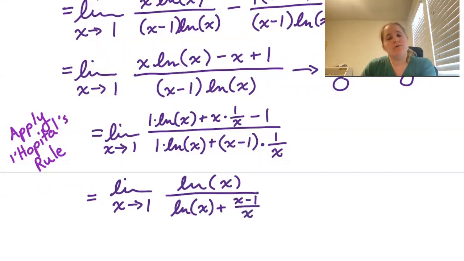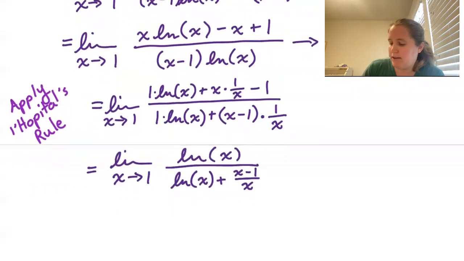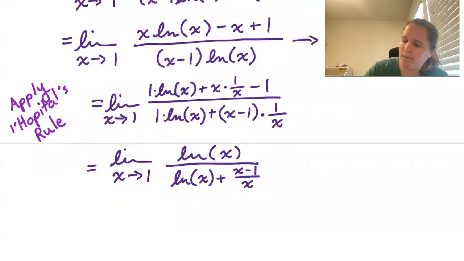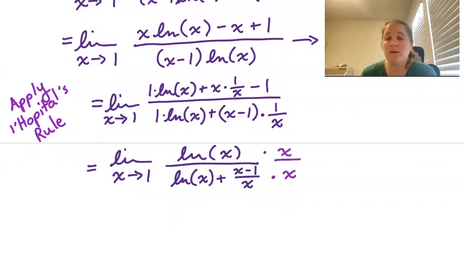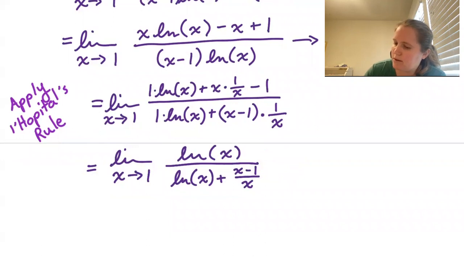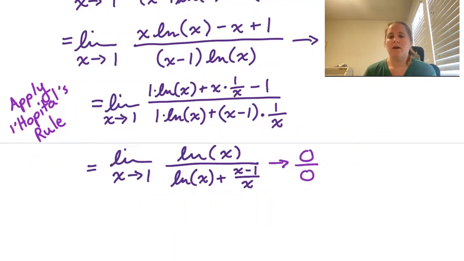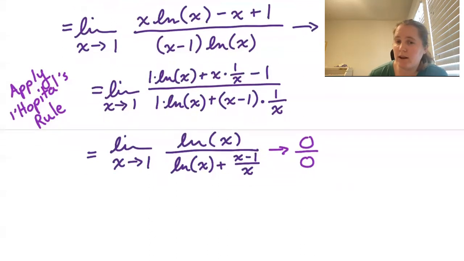Now this again is a 0 over 0 situation. I'm going to make my life a little easier by clearing that fraction in the denominator. So let's go ahead and just multiply both the denominator and the numerator by x. That's essentially equivalent to multiplying by 1, just to clear that fraction in the denominator. So this was again a 0 over 0 situation, right? We could differentiate as is, or we can go ahead and clear that x from the denominator.